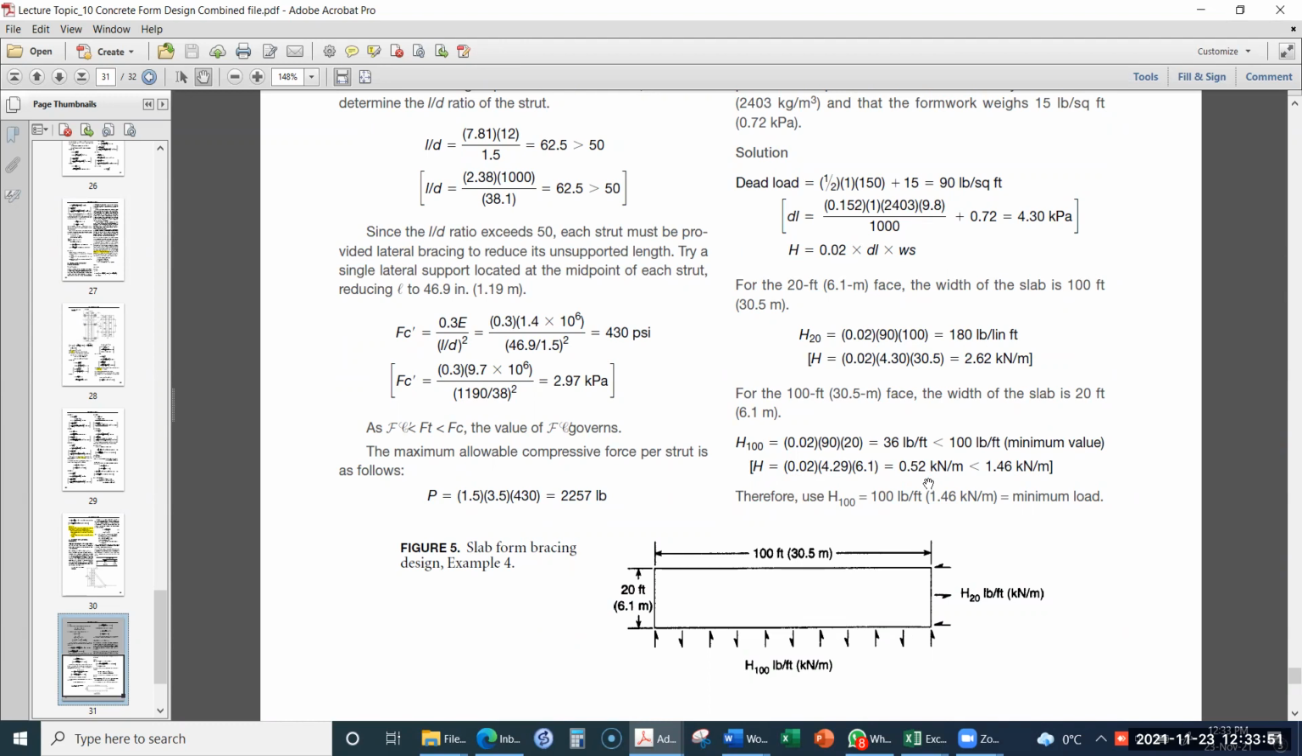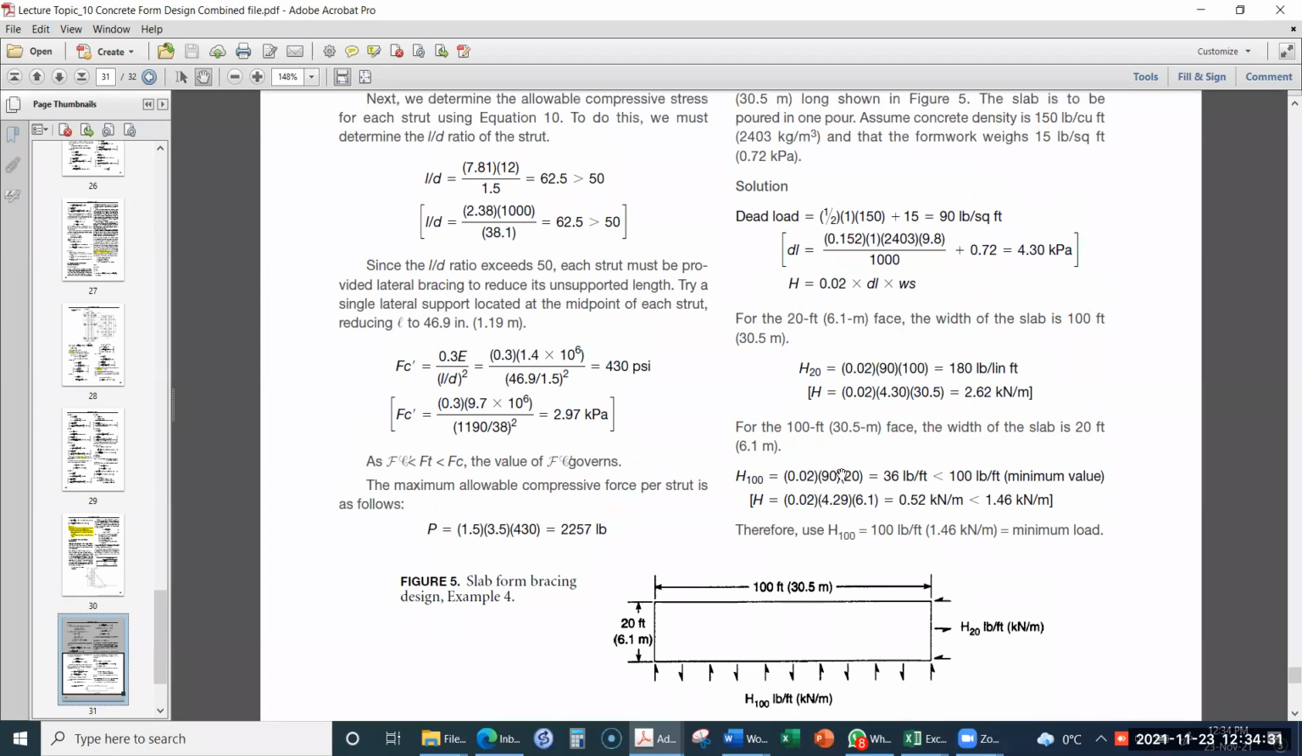However, according to the codes, and I think it has been described before as well, this value should not be less than 1.46 kilonewton per meter, according to the values in table number 3. So in the H20 direction, 2.62 kilonewton per meter is fine. In the H100 direction, it should not be less than 1.46 kilonewton per meter. So based on these two values, 2.62 and 1.46, we can then design the horizontal bracing according to the methods which were described before.